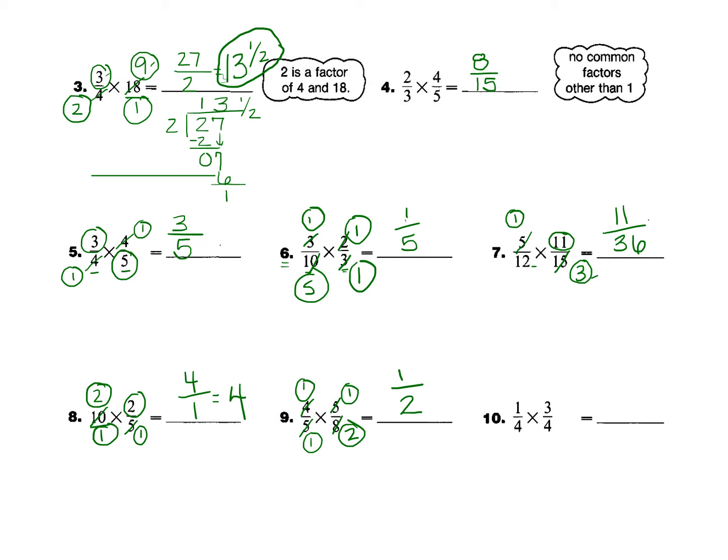Problem 10, 1/4 times 3/4. You see 4 on the bottom, but remember you cannot reduce horizontally. 1 times 3 is 3, and 4 times 4 is 16.